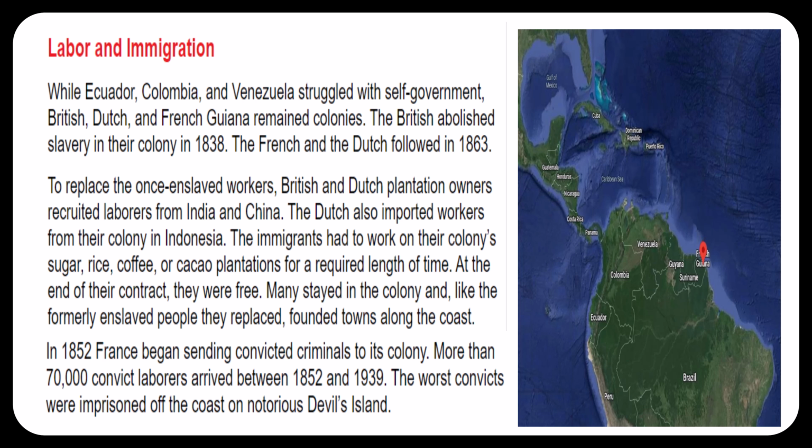Question 12. What type of people did France send to French Guiana in 1852? They sent convicts, people that had been convicted of crimes, or criminals.